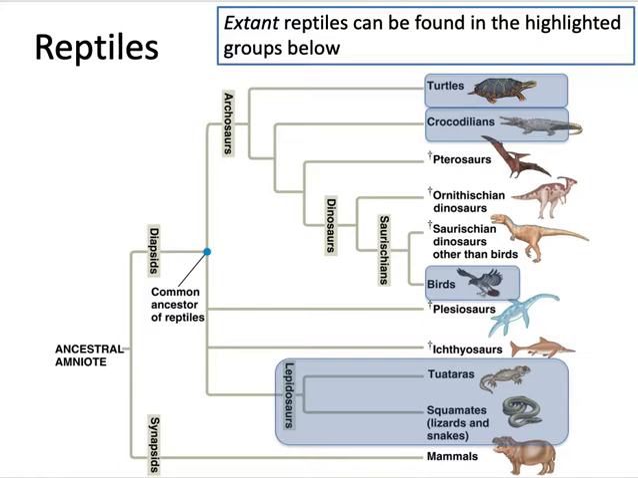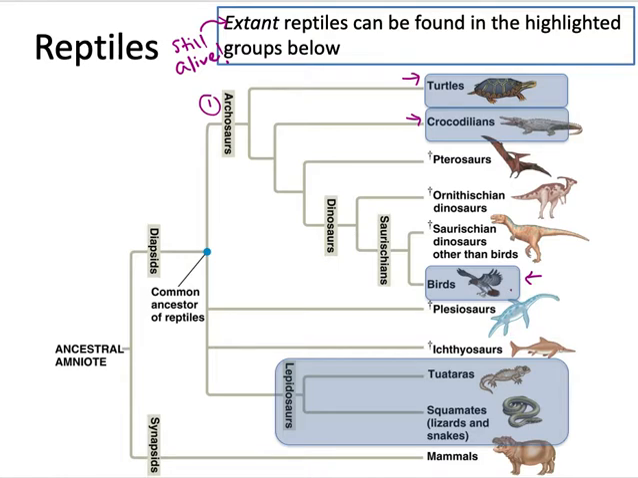Before we get into the features of reptiles, I have highlighted on this phylogenetic tree the major clades and extant groups within those clades. Extant means they're not yet extinct, so they're still alive. And there are still living species within that group. So the first clade would be the archosaurs, and within the archosaurs we have turtles, crocodilians, and birds.